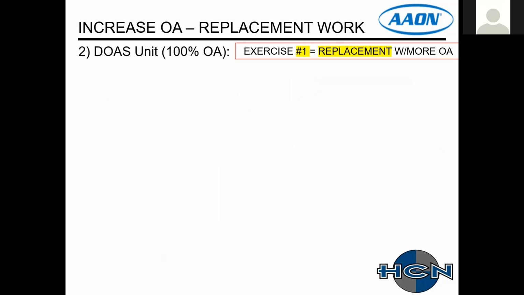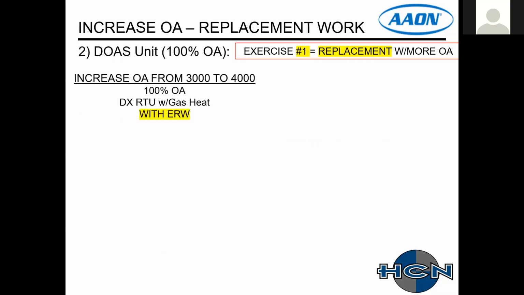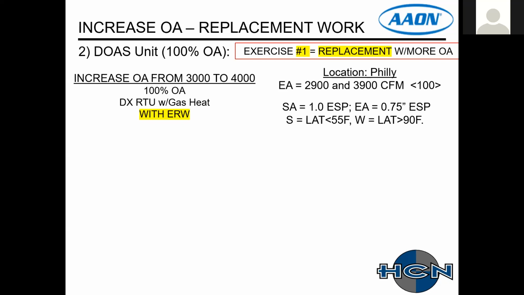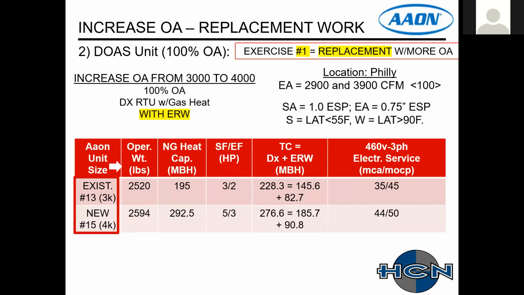All right. Okay, so replacement exercise number one for a DOAS unit. I've added an energy recovery wheel. I've made the location Philadelphia once again. I've increased the exhaust air to keep a 100 CFM differential. These are my entering inputs for my supply air static pressure. For the unit, I originally had a size 13 to handle 3,000 CFM. Now I need a size 15 for 4,000 CFM.